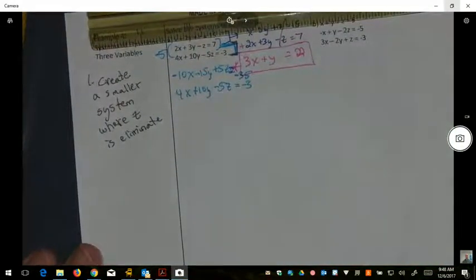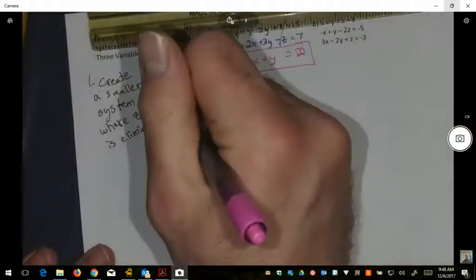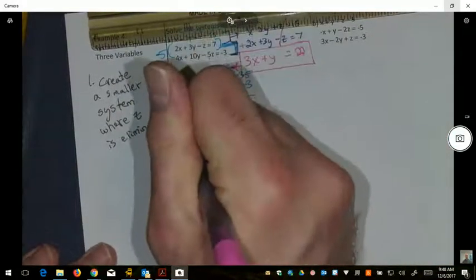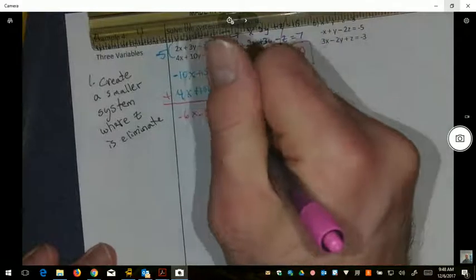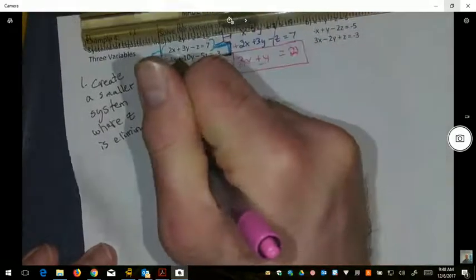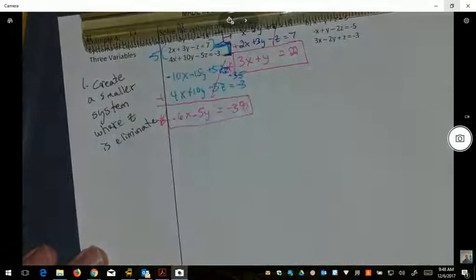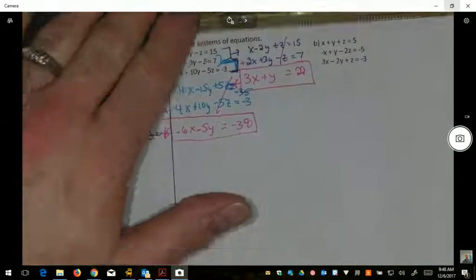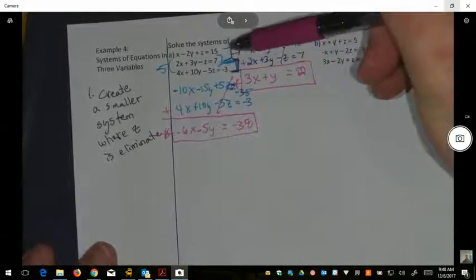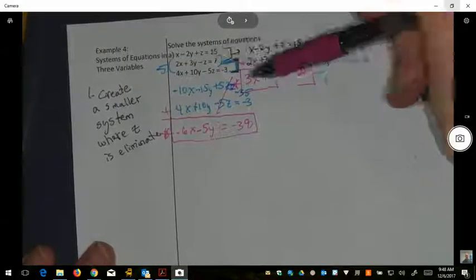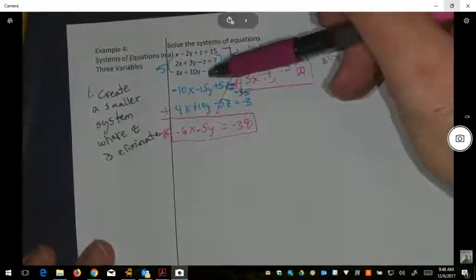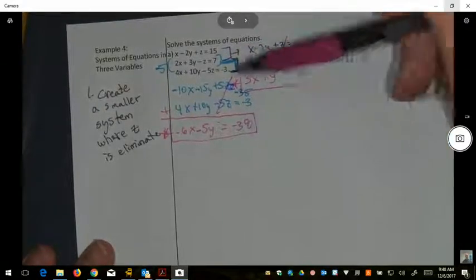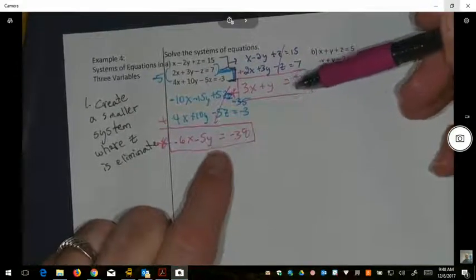Now we're going to add them up. So when I add these vertically, I'm left with -6x minus 5y, the z's went away, equals -38. So using the top 2 equations, we did elimination of z to get this equation. Using the bottom 2 equations, we used elimination to get rid of z, and we are left with this. We now have a smaller system of equations.